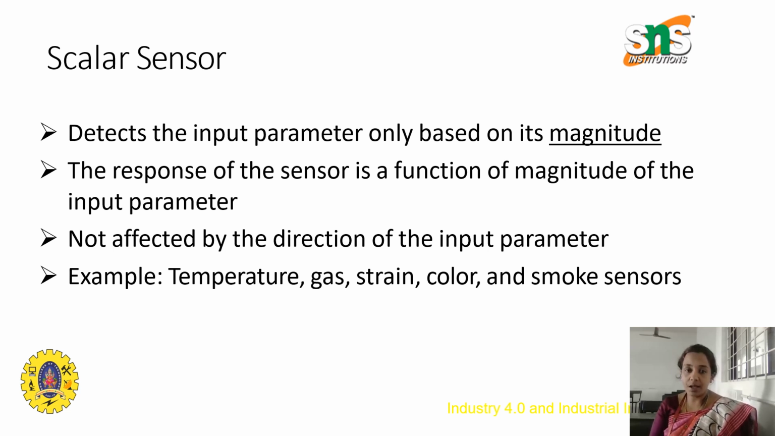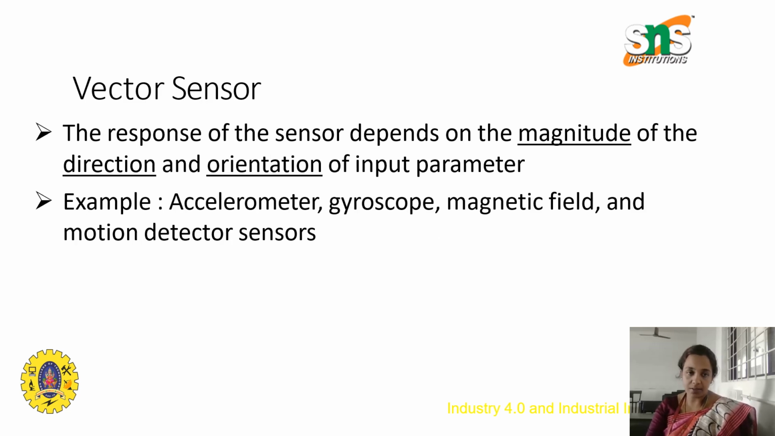The response of the sensor is a function of magnitude of the input parameter, not affected by the direction of the input parameter. For example, temperature sensor, gas sensor, strain sensor, color sensor, and smoke sensors are examples of scalar sensors. Vector sensor means the response of the sensor depends on the magnitude, direction and the orientation of the input parameter. Accelerometer, gyroscope, magnetic field, and motion detector sensors are examples of vector sensors. So these sensors indicate the directions also. So it is called a vector sensor.